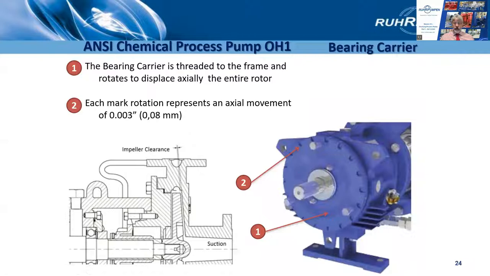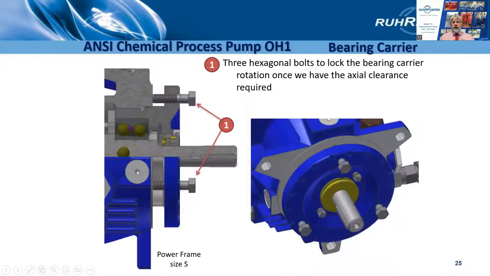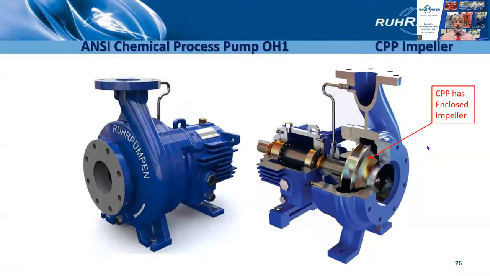Here is how the axial clearance is adjusted. This bearing carrier is threaded into the housing, and you can rotate it to displace the whole rotor axially, thus adjusting this gap between the impeller and the casing. So each rotation mark represents 0.003 thou. Here you can see it a little more clearly. Here is the threaded bearing follower, and it's held by three bolts in position. You can loosen those and then rotate it by three thou at a time. Optional build is with a fully enclosed impeller with replaceable wearings.